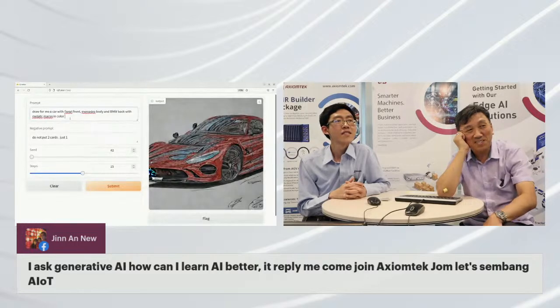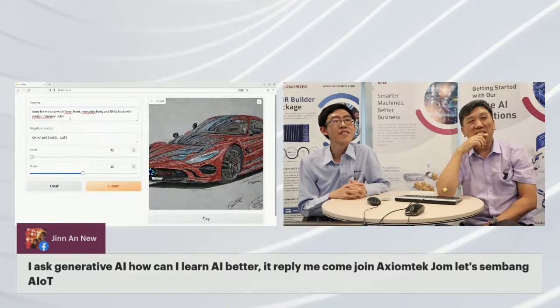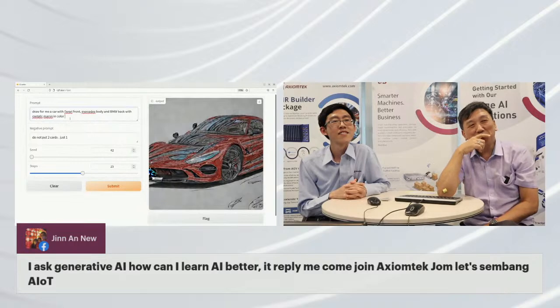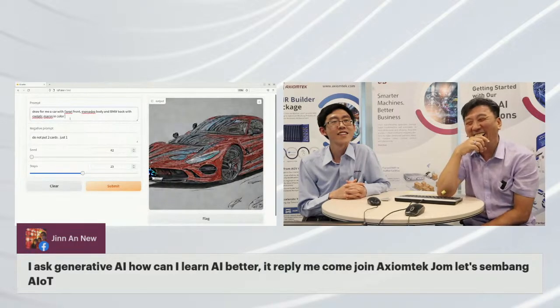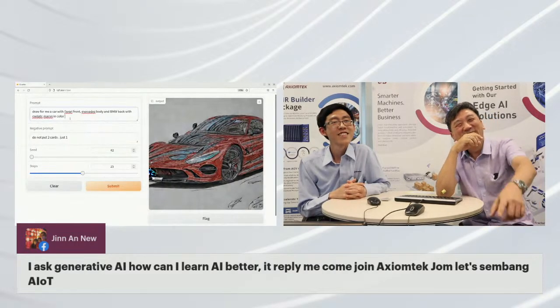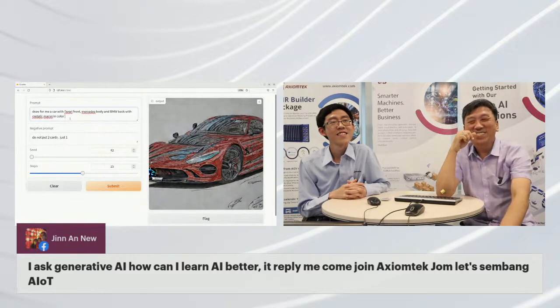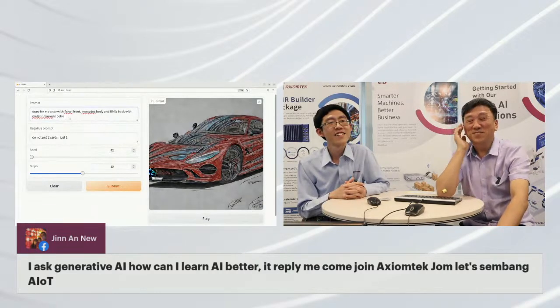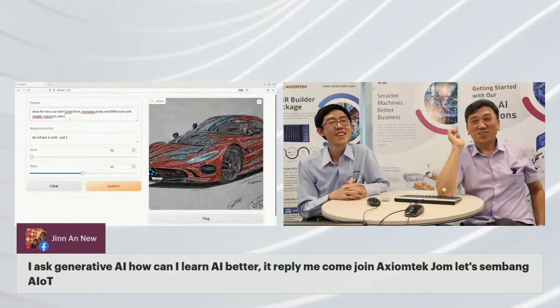Now you want to answer this. I asked generative AI, how can I learn AI better? It replied to me, come Joe, let's Sembang. This one is a very big joke. Okay, I owe you a beer.